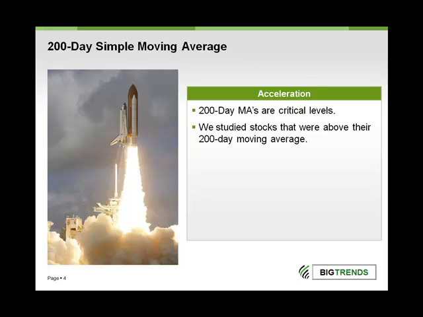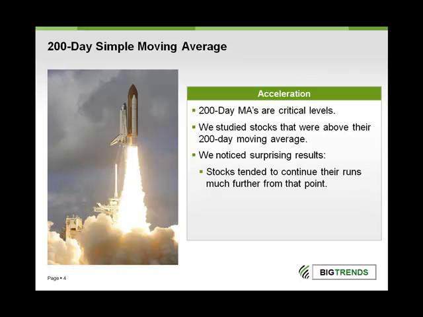So after we studied those stocks that were above their 200-day moving averages, there were some interesting results that popped up. Mainly that, since the market has a bullish bias, if you get a stock that is above its 200-day moving average, more often than not, you're going to see that that bullish run is going to continue and accelerate much further from that point. And as I mentioned earlier, that acceleration is what we're looking for. So then the question becomes, how can we take that acceleration and put it into an indicator to let us know when we're really starting to get that movement that we're looking for?